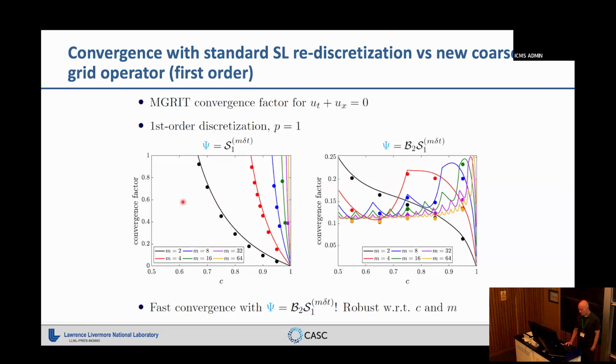And here what you can see is that you get divergence for many CFL numbers on the left if you just use the semi-Lagrangian approach as your coarse grid operator. If you modify it, however, with this B operator I just talked about, then everything converges to 0.25. The scale has changed here, independent of coarsening factor. So you really need to do this, or do something.